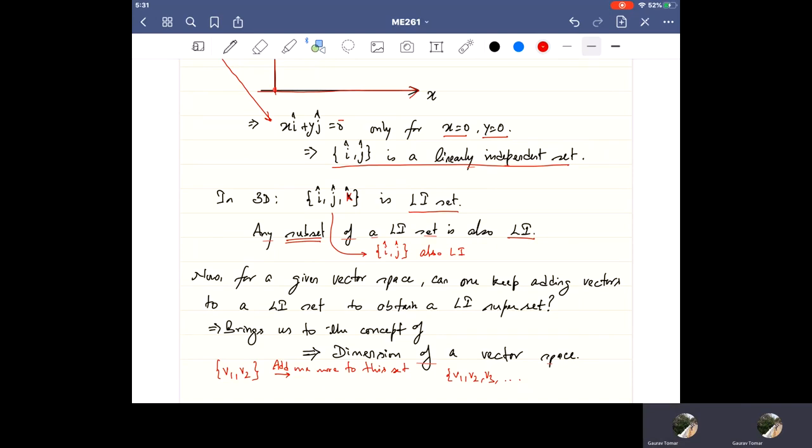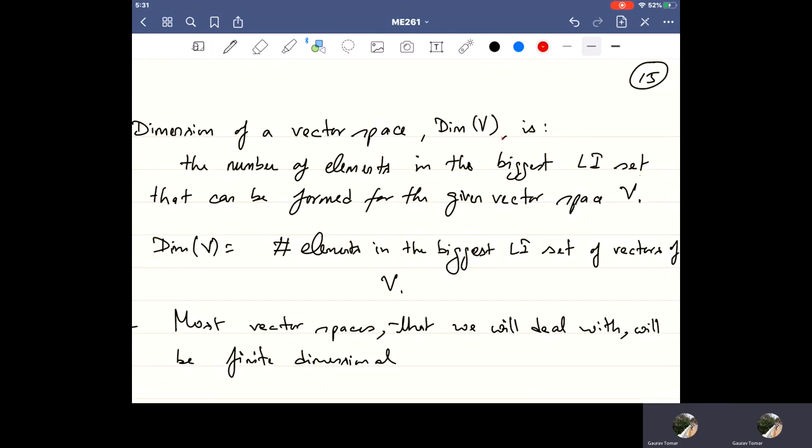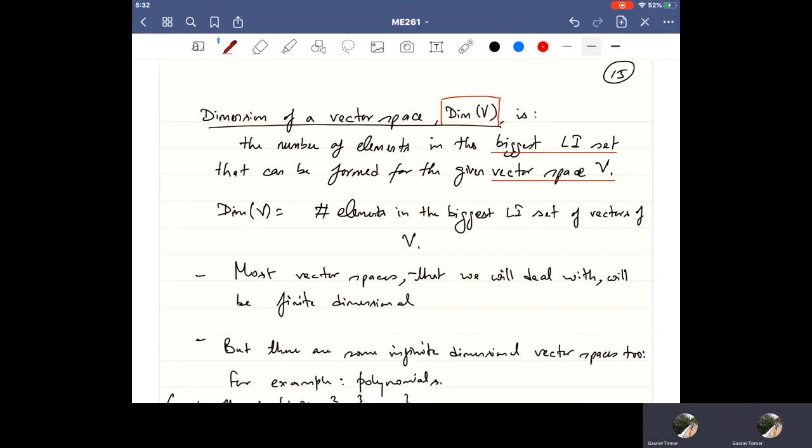That brings us to the concept of dimension of a vector space. The number of vectors that you can add to the set before it becomes a linearly dependent set is a finite number for most cases, though it is possible that you may have an infinite vector space. So the dimension of a vector space is essentially the number of elements in the biggest linearly independent set that you can form for a given vector space. Not for every vector space V, but for a given vector space V. We'll denote the dimension by dim of V, dimension of V. Okay, so most vector spaces that we will deal with would be finite dimensional.